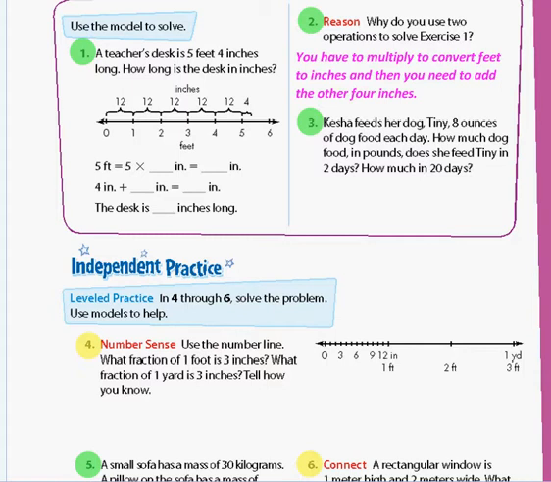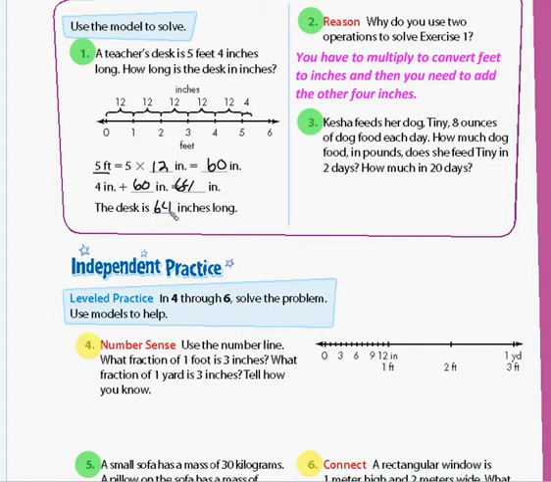And it's broken down into feet. So the operations we actually need to do to solve this: we're taking 5 feet and we're going to convert it into inches, and in order to do that we need to multiply by 12. 5 times 12 is 60, and then we have to add 4 inches to our 60, so that's going to be 64 inches. So the desk is 64 inches long.